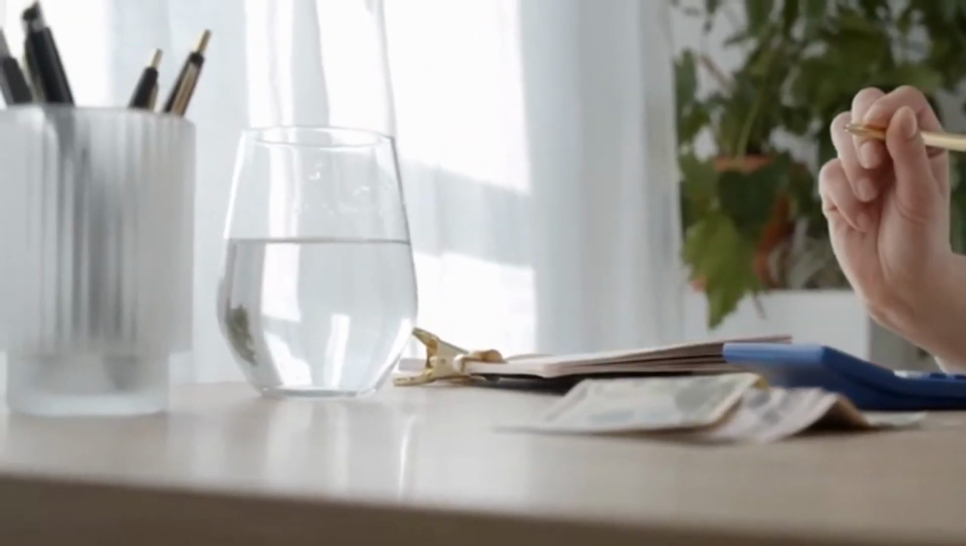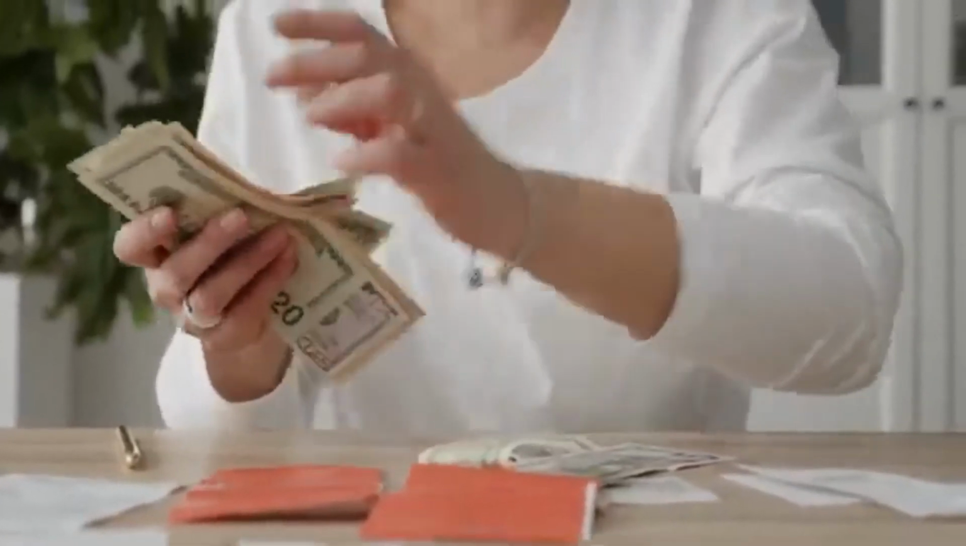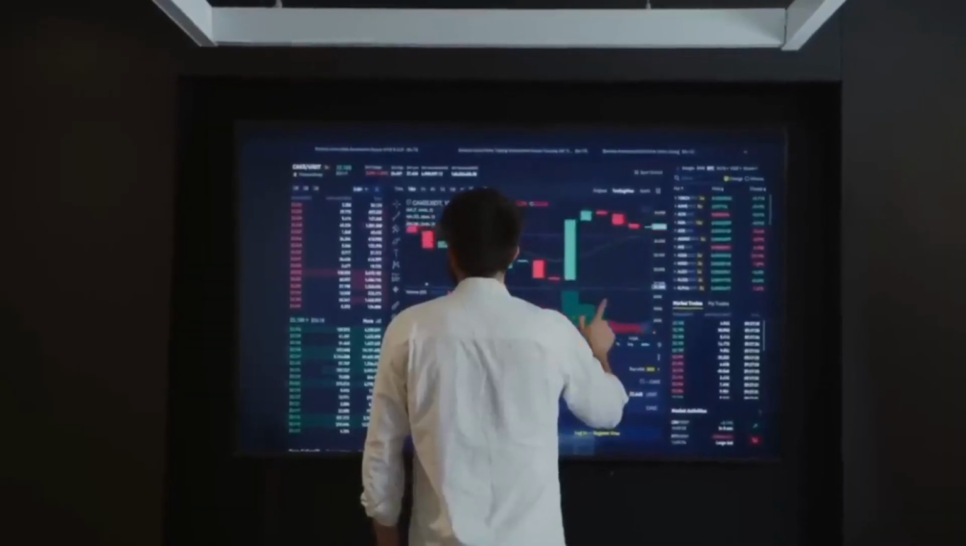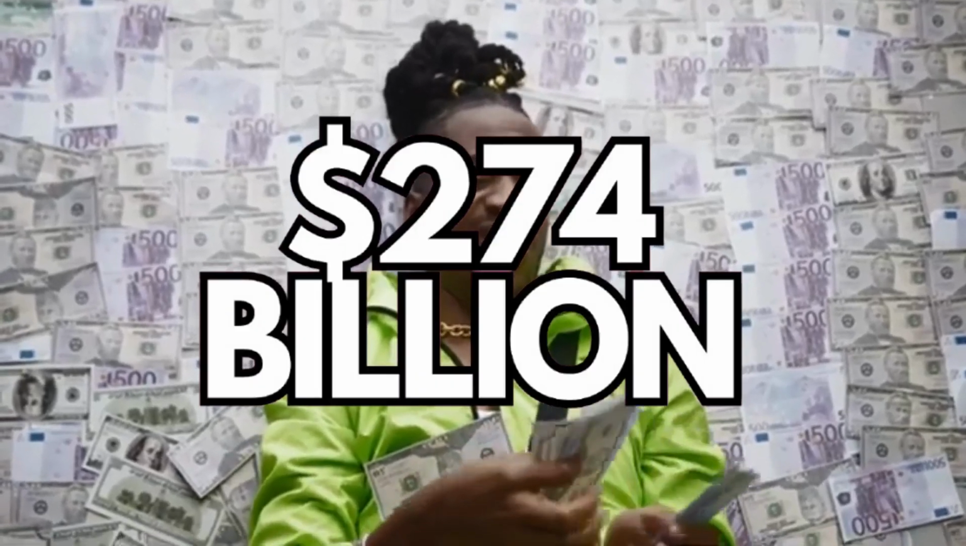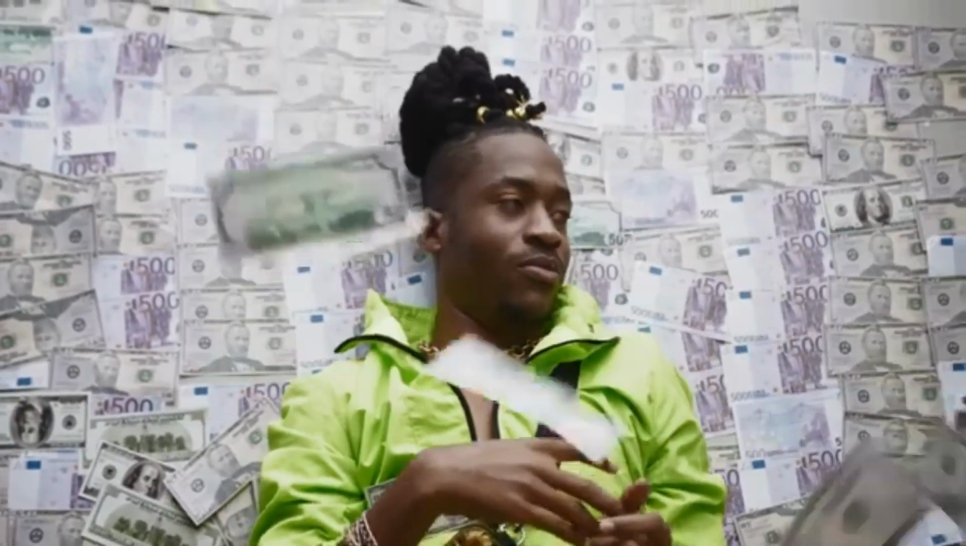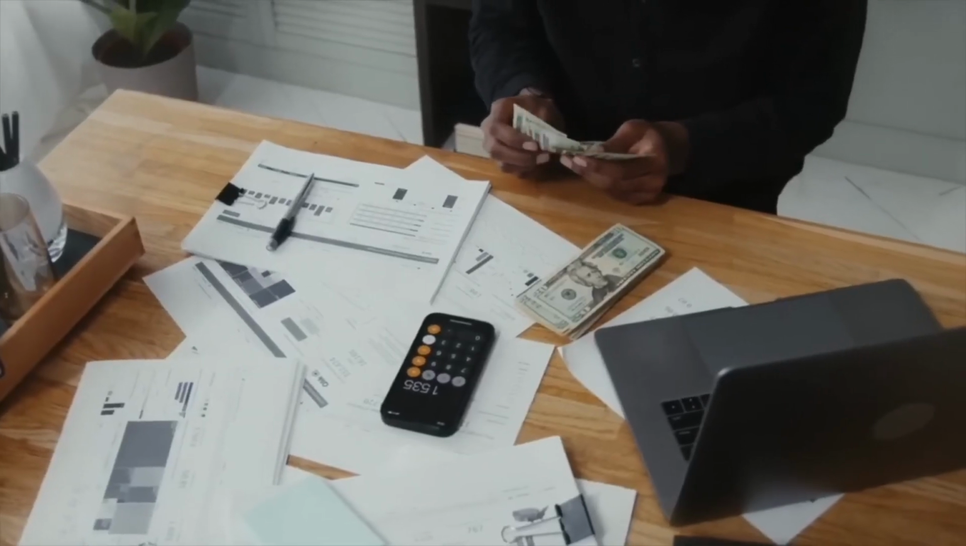Warren Buffett is considered the most successful investor of all time. He started investing in 1941 and today, almost 85 years later, his portfolio is worth $274 billion. But what is his secret? How is he able to pick stocks that grow in value over many decades?